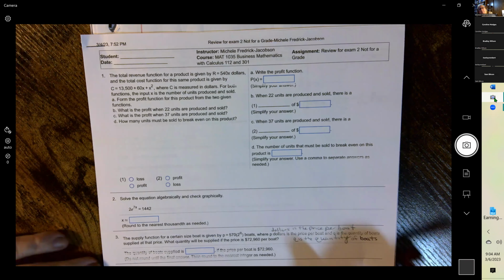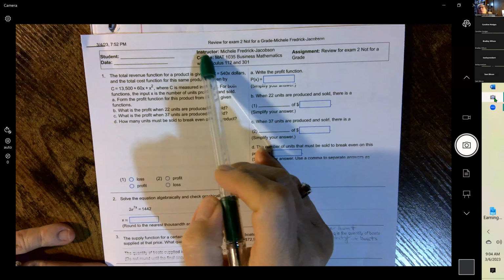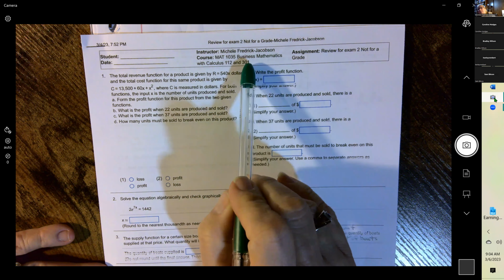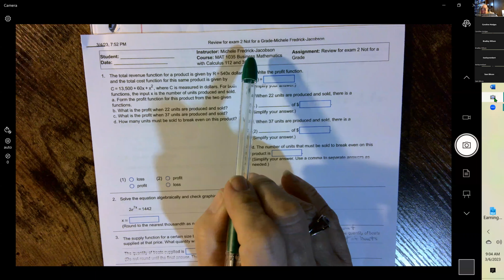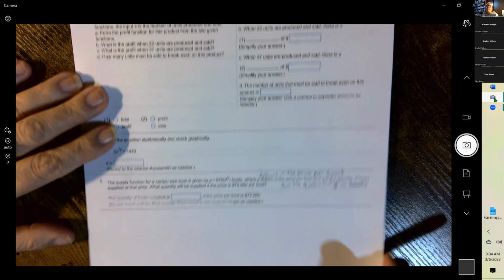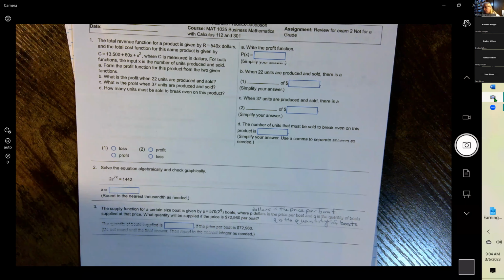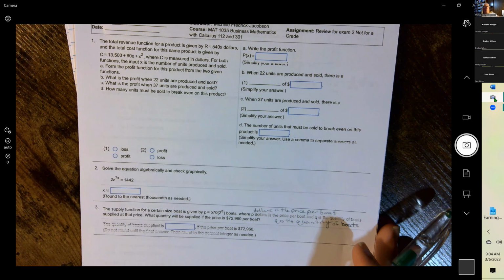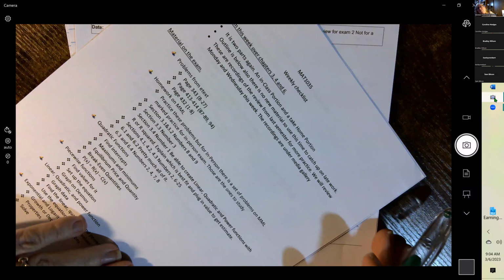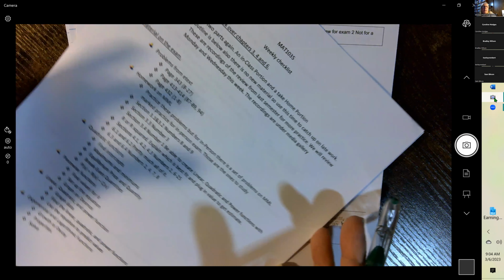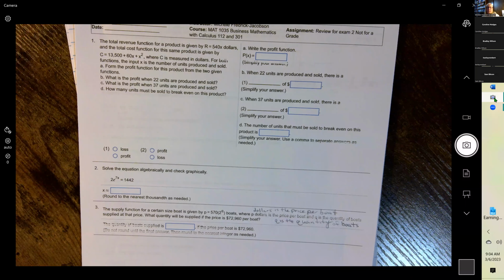So on My Math Lab, this is up there. It says review for exam 2, not for a grade. These are similar to the in-person portion of the exam. There's 5 questions and there's 5 on here. So we'll go over these first, then we'll do the ones on this handout. And I think that will take up most of today. And then look at the take home and see where you have questions.